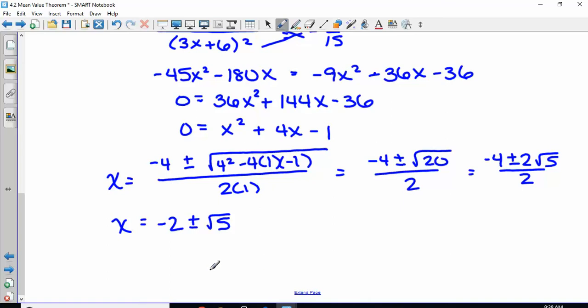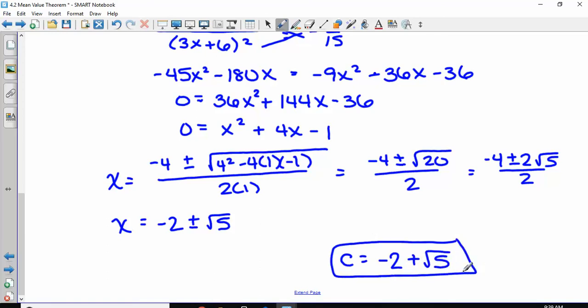Are both of those in our interval? So get a decimal approximation to check. Negative 2 plus the square root of 5 is like a 0.236, so that's okay. Negative 2 minus the square root of 5 is a negative 4, and that one is not. So just for the interval we needed, I said find the c, so find the value that works. So it was just negative 2 plus radical 5. That is the one point between negative 1 and 3 where the slope of the tangent line is equal to the slope between the endpoints. Okay. Questions?